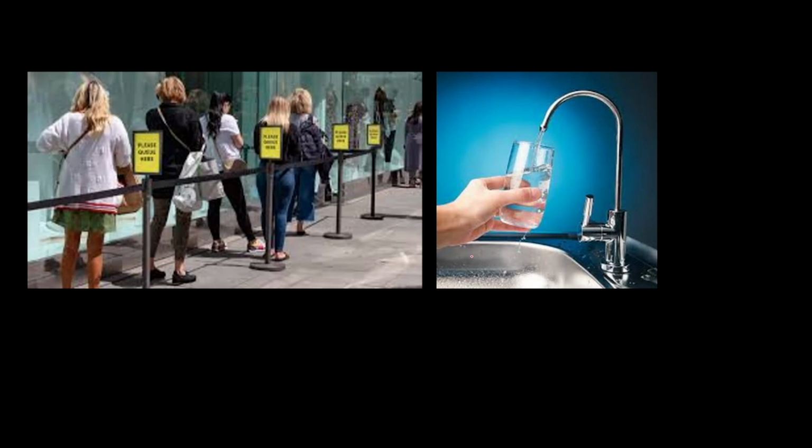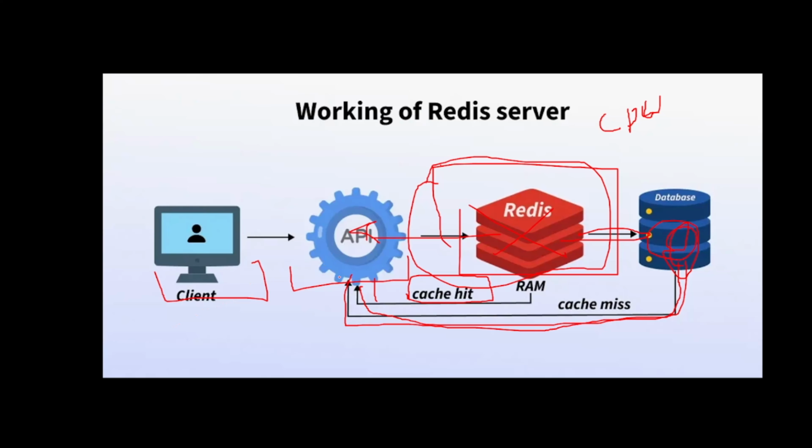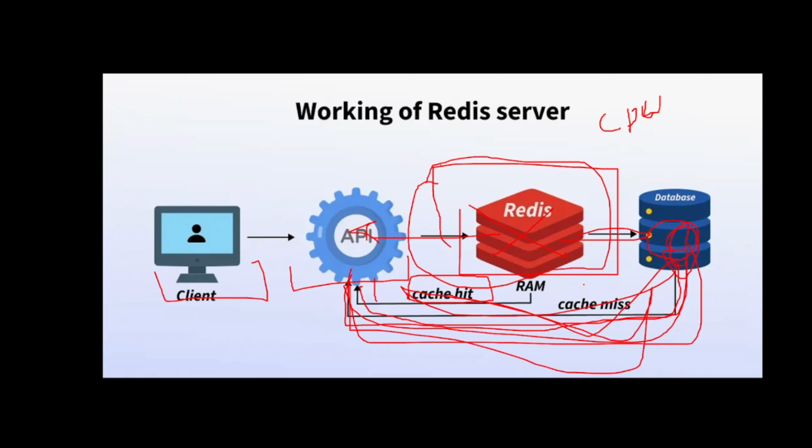Just imagine you have a drinking water shop with one tap and one glass. Initially, you are using one glass and you have a bunch of people in a queue for drinking water. So what you do is fill it, give it, and then fill it again, one by one. So it is more time consuming. As you can see, the API goes to the database, then request, response, and back.